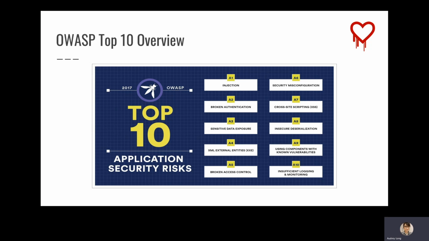All right, so many of you have probably seen the OWASP Top 10 before, but if not, just a brief overview: OWASP is the Open Web Application Security Project. It's an open community dedicated to enabling organizations to develop, purchase, and maintain applications and APIs that can be trusted. The OWASP Top 10 is a standard awareness documentation for developers and web application security in general. It represents a broad consensus about the most critical security risks to web applications.